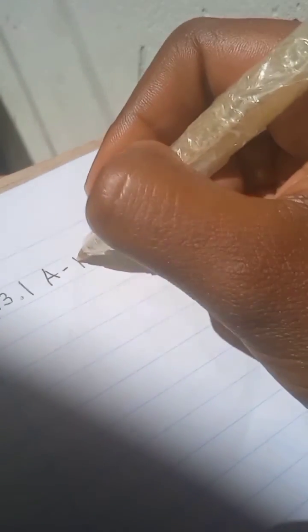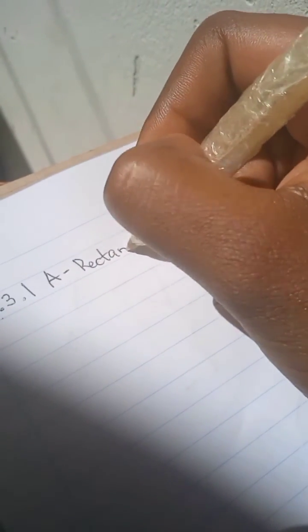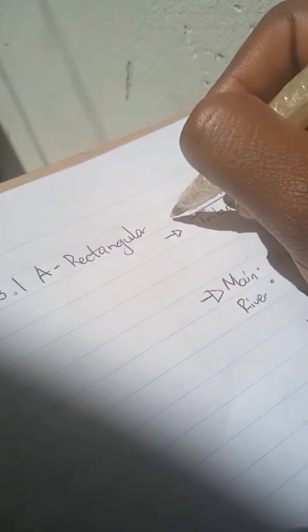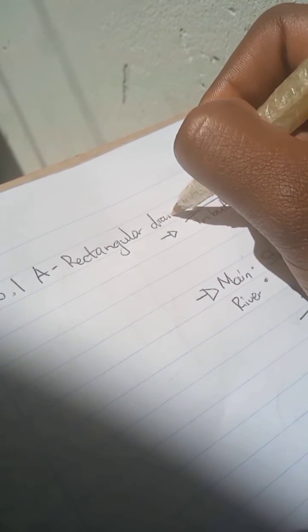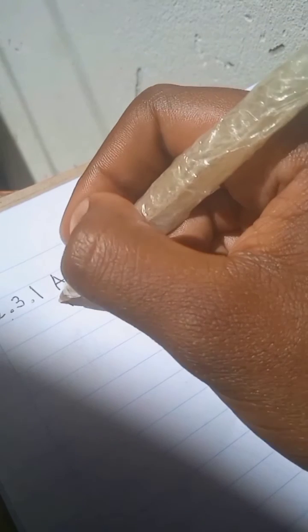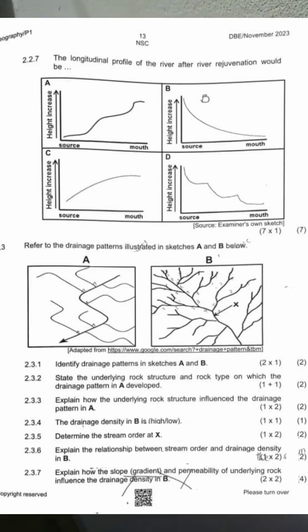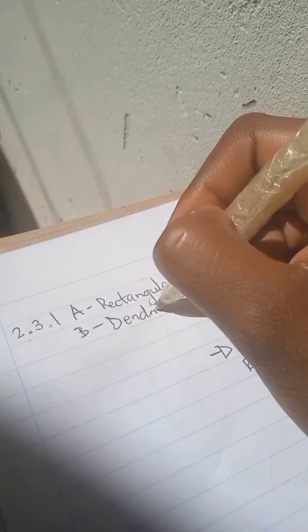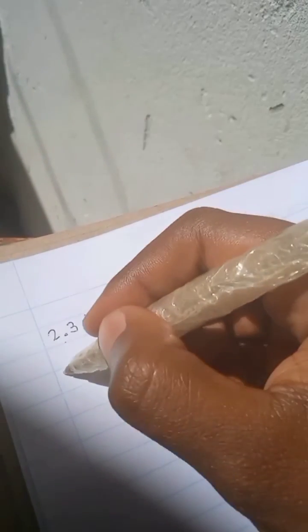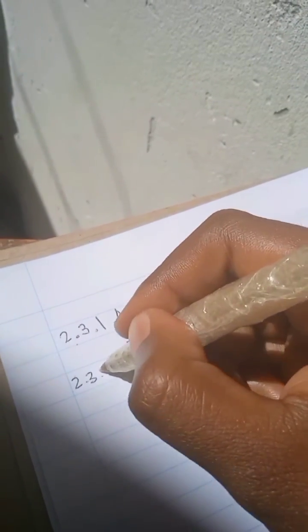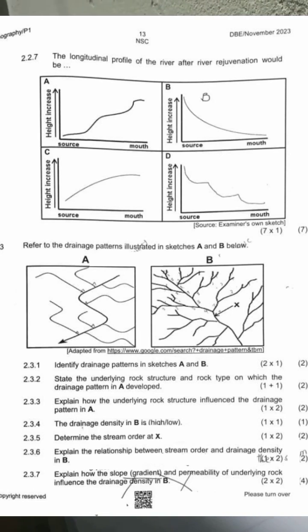So A, we're going with rectangular drainage pattern. And then for B, B is the most common, guys. You can't have gotten B wrong. So B, of course, is the dendritic. Looks like the branches of a tree. Dendritic pattern. Okay, let's head on. We are just identifying, that's 2 marks.